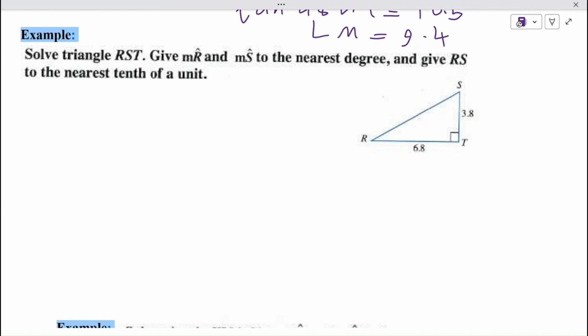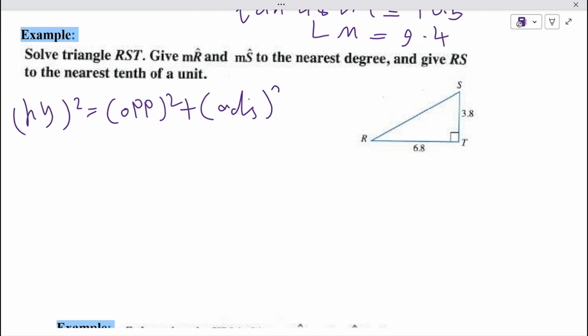Pythagoras' law says hypotenuse squared is equal to opposite squared plus adjacent squared. Now, where is the hypotenuse? The hypotenuse is RS, of course. RS squared is equal to this side squared, 3.8 squared, plus the other side, 6.8 squared.